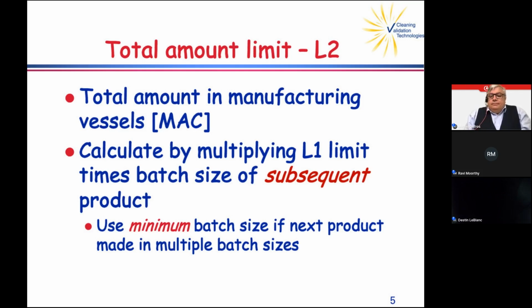And if the next product is made in multiple batch sizes and you want to cover the worst case, then you want to use the minimum batch size of the next product, because that will result in the lowest limit when the software goes through the calculations. Next slide.